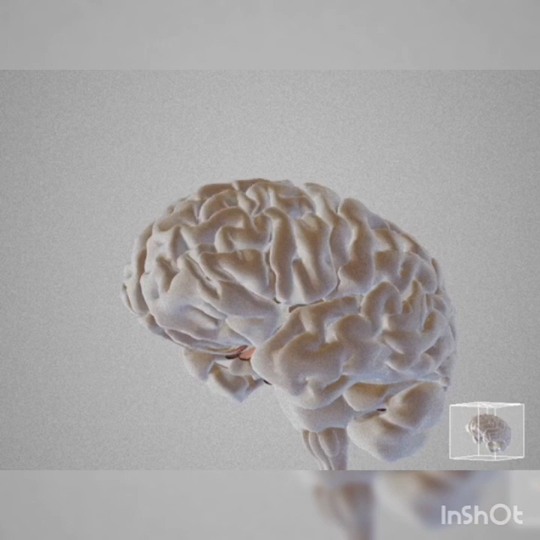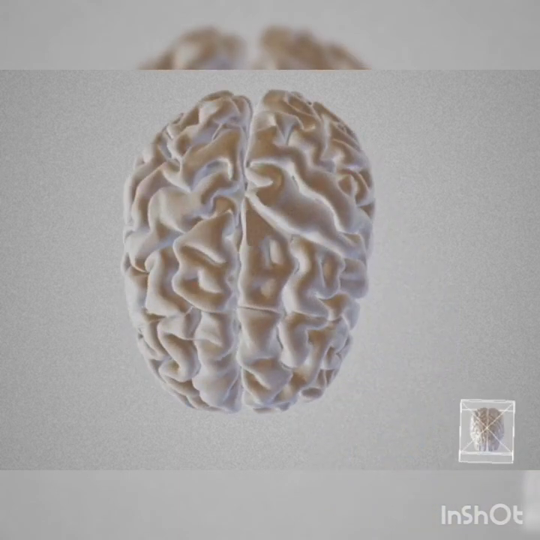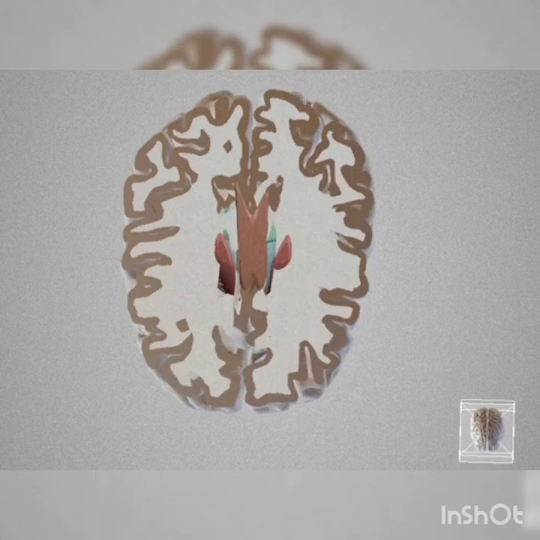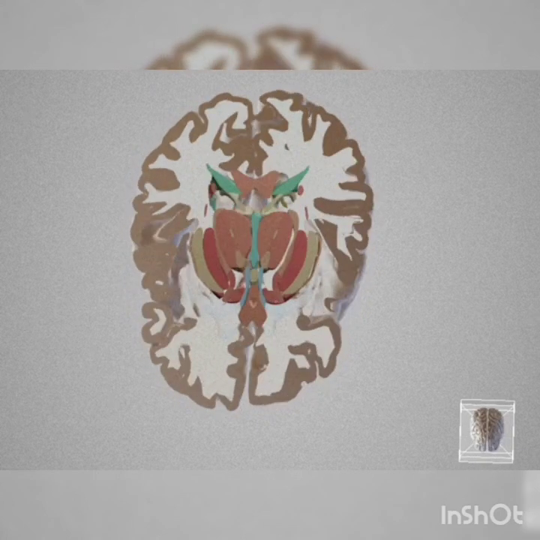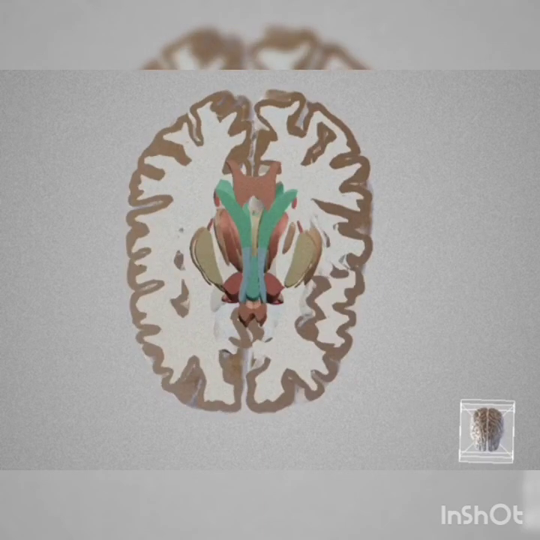Now coming to the horizontal section. This cuts the brain parallel to the ground, dividing it into superior and inferior portions. This is also known as axial section. So this is how the horizontal section looks like.